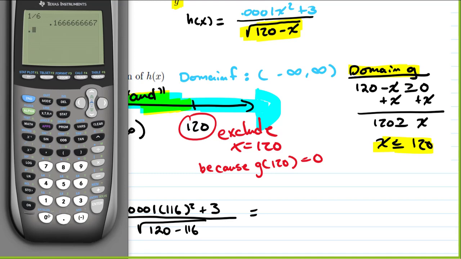We have 0.0001 times 116 squared plus 3. And then we want to divide that by the square root of 120 minus 116. And we get this as our value.